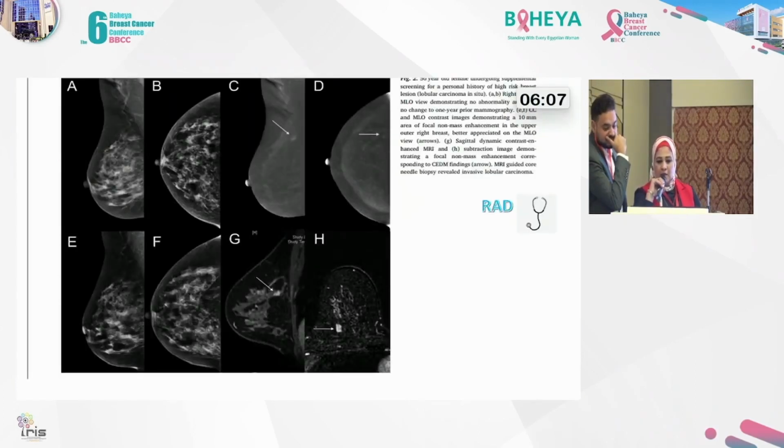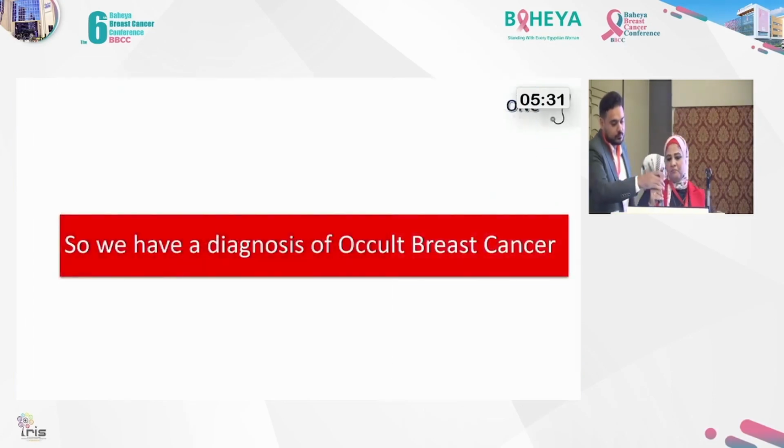Such as this case, a 50 year old female came for screening, and mammography showed heterogeneous breasts. After contrast enhanced mammography, a right upper outer quadrant non-mass enhancing lesion was revealed, which was also detected with MRI, and the MRI didn't add any information. But we prefer MRI because it can detect deep lesions which weren't detected by mammogram. So we have here a diagnosis of occult breast cancer.